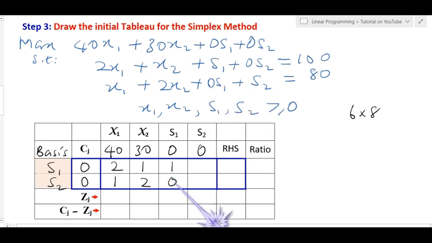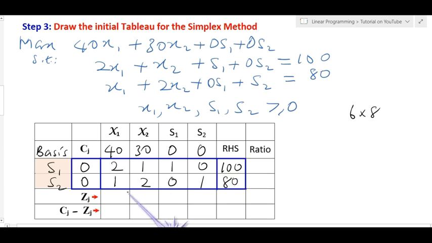Okay. Come here, S2. First constraint, what's the coefficient? 0. Okay. Then here, S2 is 1. Then on the right hand side, the first constraint was 100. Write it there. Okay. Here is 80. That's it.